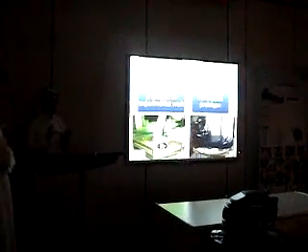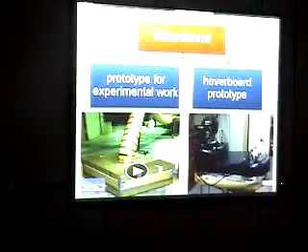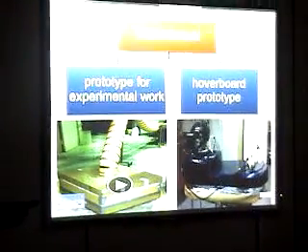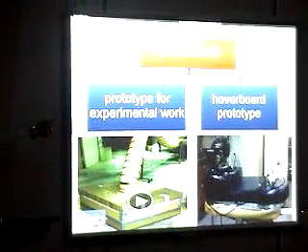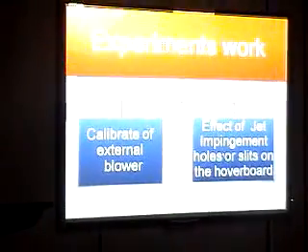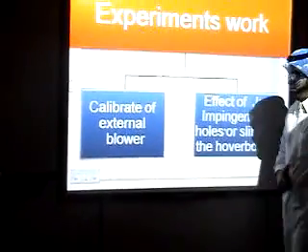For the hoverboard, what we do is two designs. First one for experimental work, and this will be explained by Suleiman. Second one, the hoverboard prototype, this one, and will be explained by Abdulaziz. And this is the experimental work with my colleague Suleiman.